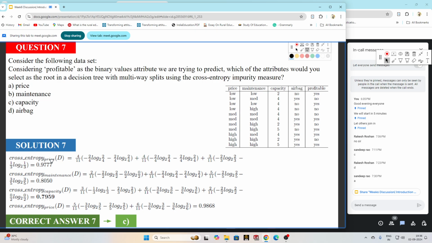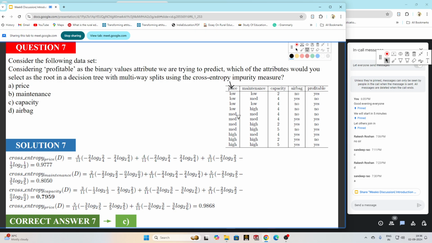So for price, first we will talk about low. For low we have only 2 examples, right? Yeah, low have 1 2 3 4, this is the price. Okay, for price we have low 1 2 3 4.